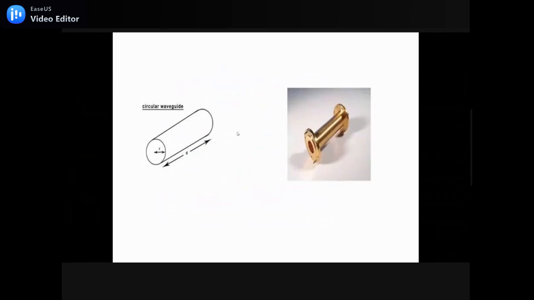It is designed from a conducting pipe, which is hollow in the center. When we see the real time image, it is polished on the interior portion, and the outer portion is coated with paint or some other material to avoid dust and rust. And the special advantage of this is that it is available in different sizes and lengths.